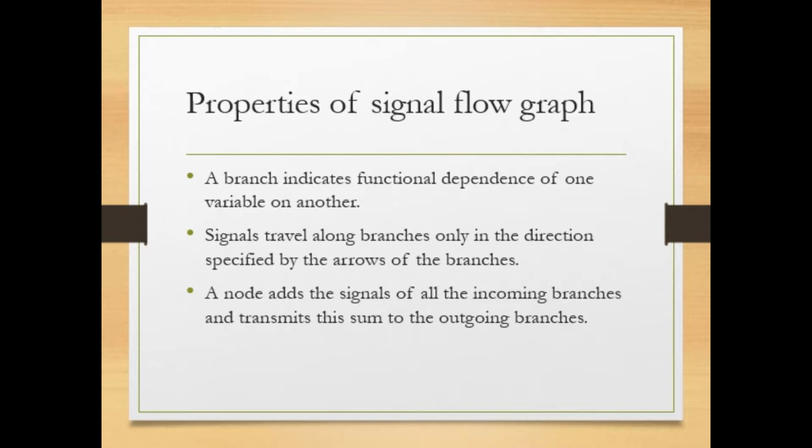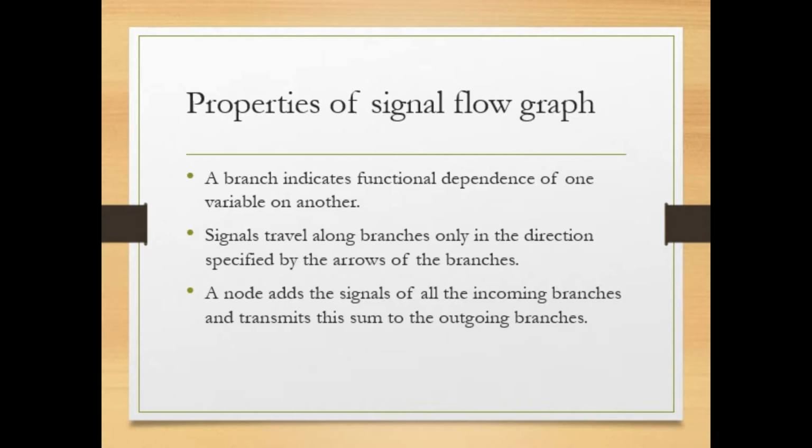A node represents a variable or a signal. Nodes can have an incoming branch, an outgoing branch, or a sum of incoming and outgoing branches. Depending on that, it is categorized as either an input node, output node, or mixed node. A branch indicates the functional dependence of one signal on the other. Each branch, indicated by the arrow mark, should have the gain represented over it. So these are the properties of a signal flow graph.